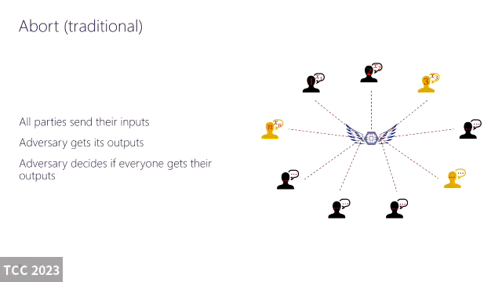An even weaker notion is called security with abort. Here, all parties submit their inputs, and then the adversary receives its output first from the functionality, and then can instruct the functionality to give the honest parties their outputs or not.